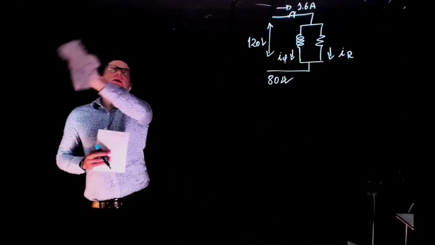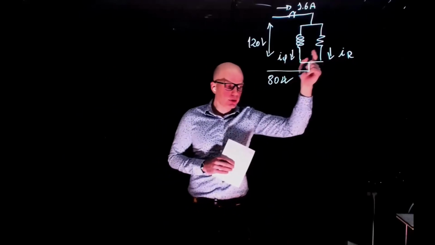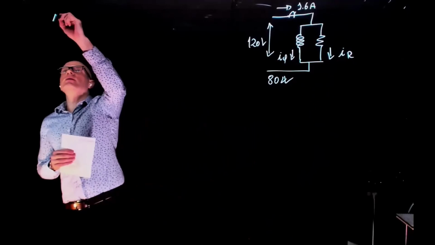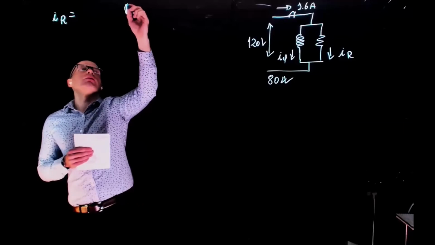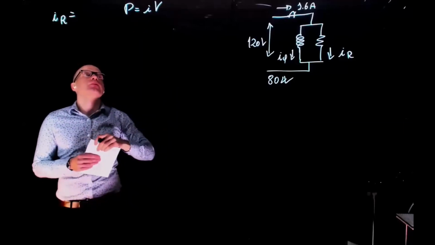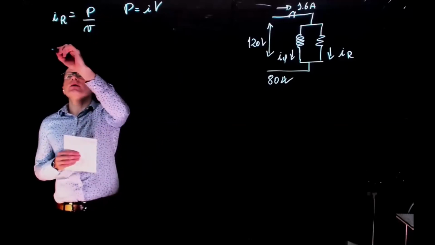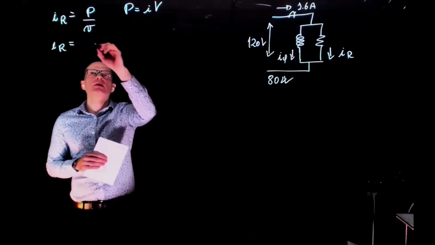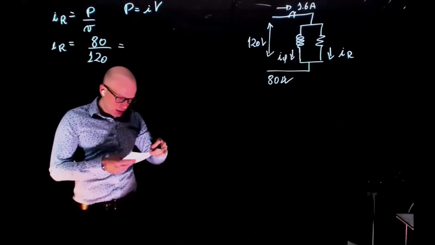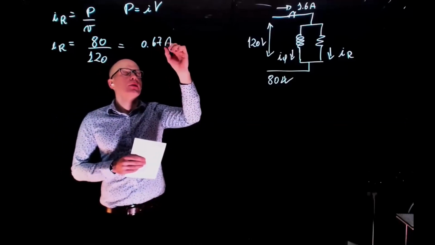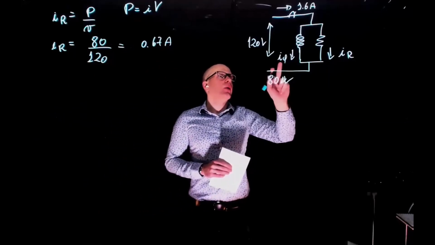All right, so we know that it's dissipating 80 watts, and these 80 watts are being dissipated here. There is no other way for that to be dissipated. So IR is simply, if you do the power equals IV, IR is the power divided by V. IR is 80 divided by 120, and this is 0.67 amps. That's IR.